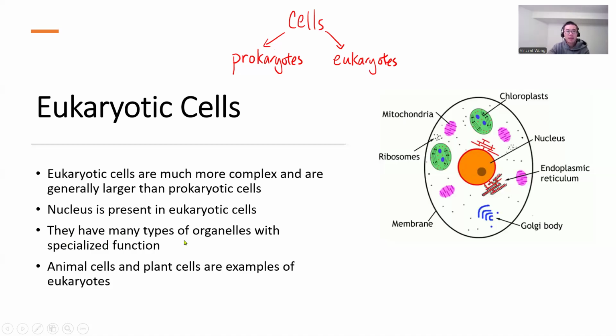Eukaryotic cells have many different types of organelles. So organelles are these tiny organs, tiny structures inside the cell that have different functions. So we can have the mitochondria here, the Golgi body, so on and so forth. We will be learning the functions of those in this lecture. So what are examples of eukaryotic cells? Animal cells, plant cells are examples of eukaryotes.